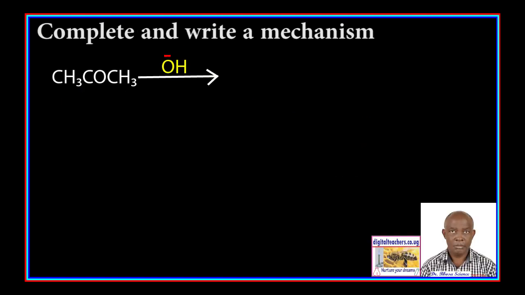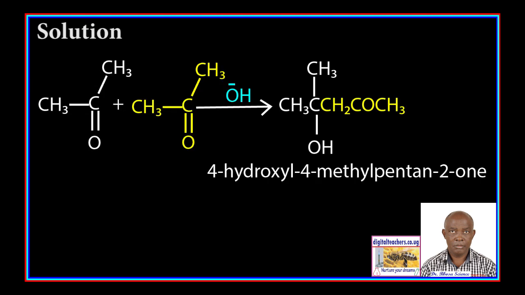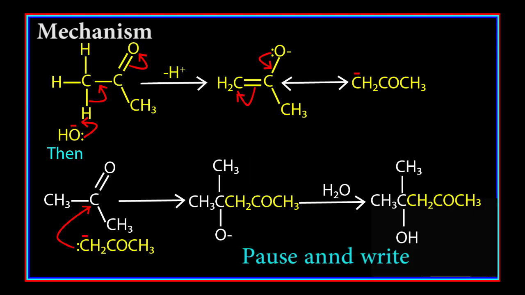Complete and write a mechanism for the reaction between propanone and an alkali. You can pause and answer. Two propanone molecules combine in the presence of an alkali to form 4-hydroxy-4-methylpentan-2-one. The mechanism is as follows.